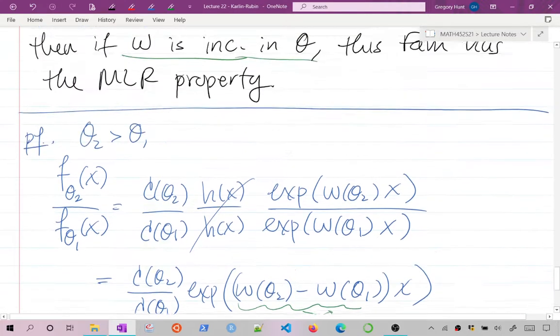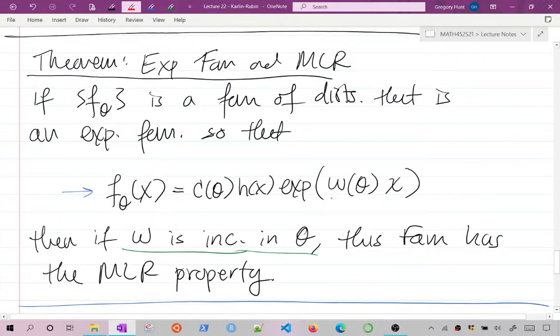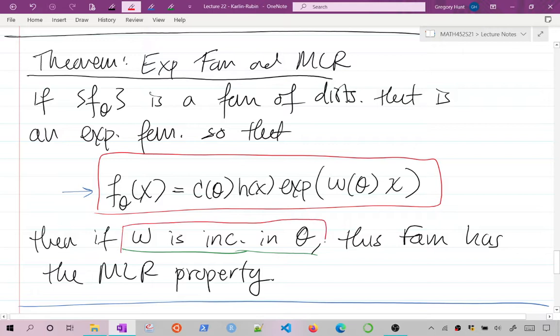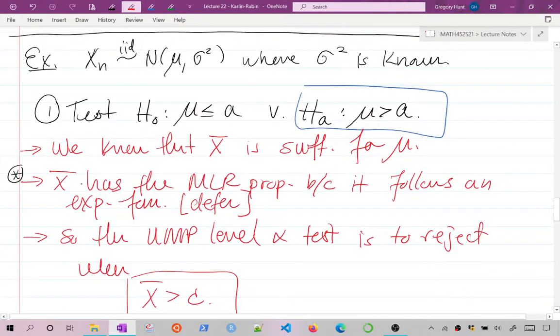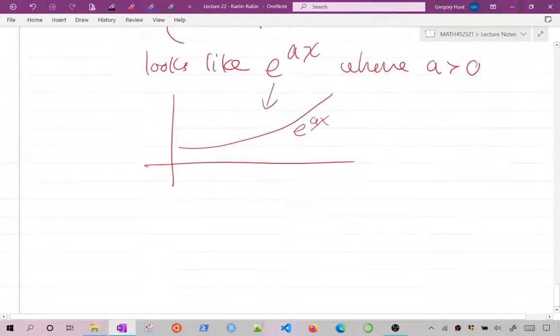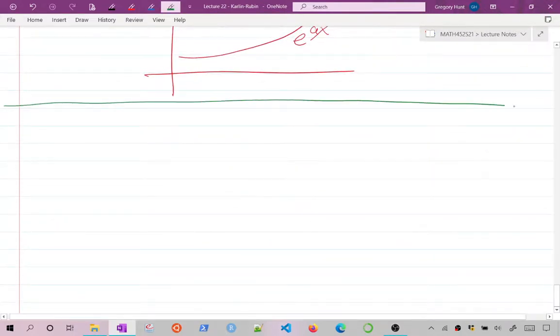So what we need to show is that if we have an exponential family of this form, and W is increasing, you need both those things. You can write it as an exponential family in this form, where instead of T of X, it's just X, and W is an increasing function in theta. And then we have the MLR. So in this example, I did a little sleight of hand, because in this step you do actually have to show that X bar has this MLR property to do this. But of course, let's just revisit that example.